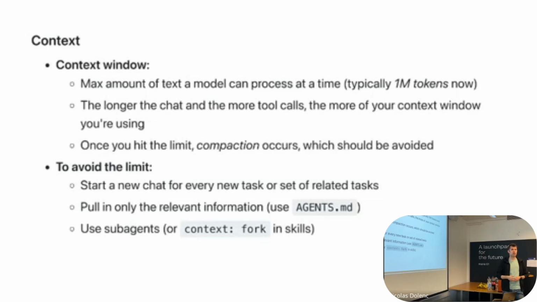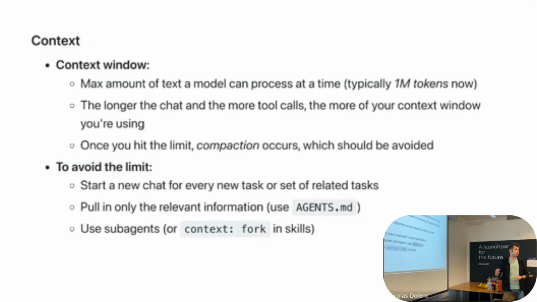Once you hit that limit, something called compaction occurs, which means that basically everything stops. It seems like everything is frozen. And then what the agent harness does is it goes and tries to summarize all the previous conversations, figure out what's important or not, and basically turns the entire previous chat history into a short summary with just the most relevant information.